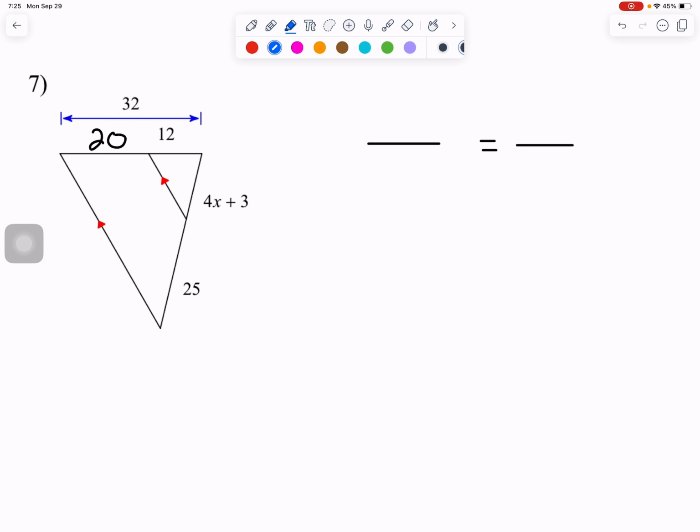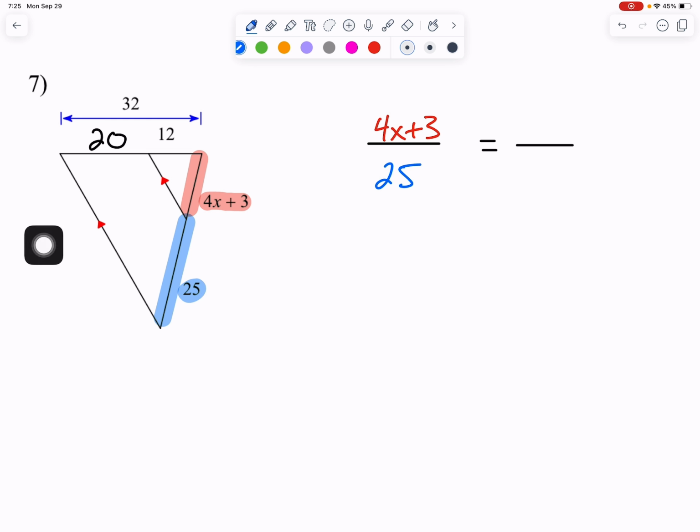Now we will just do this again, and I will highlight in red. We will take our 4x plus 3, put it on top. And then we will simply set that over 25. And again, guys, if we took the smaller side and set it over the larger side, well, we need to take the smaller side of 12 and set it over the larger side of 20. So I'm just going to highlight that for you so you guys have that great visual, as always.